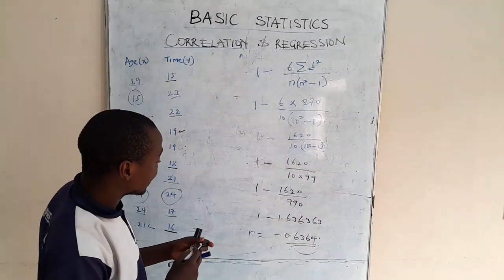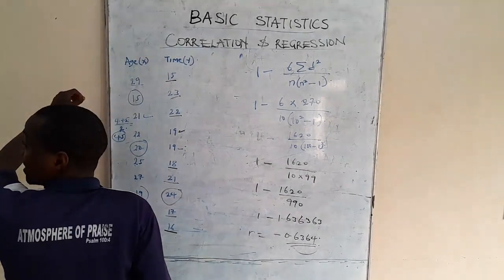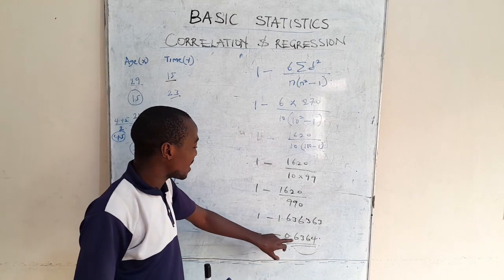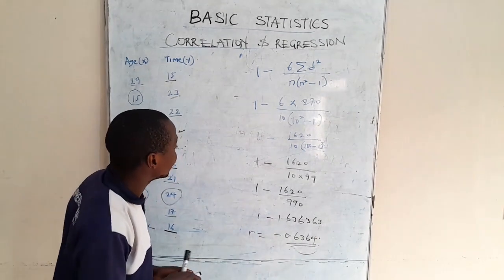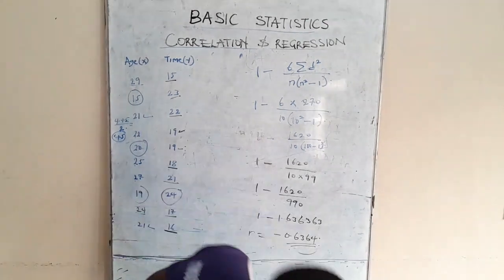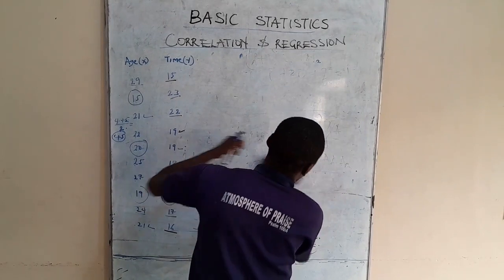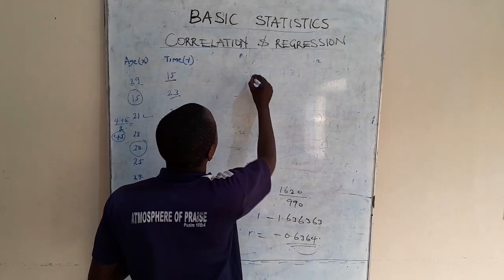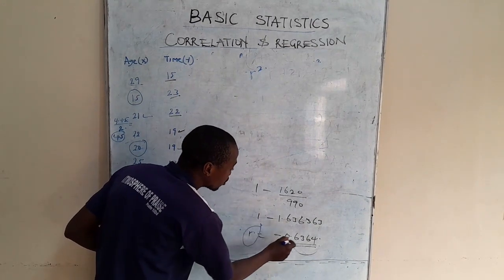That means that in what you calculated, as our x is increasing, the y is reducing by this, which is minus 0.6364. So by the time you square this, let's say I have the square of R, I'm going to have what we call the R square.